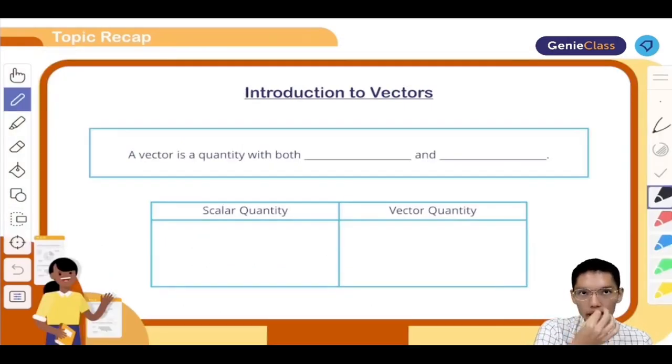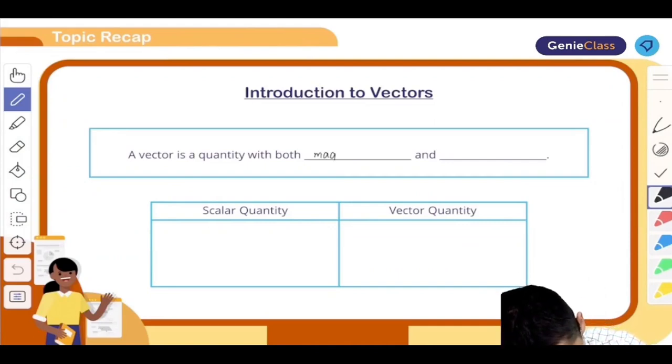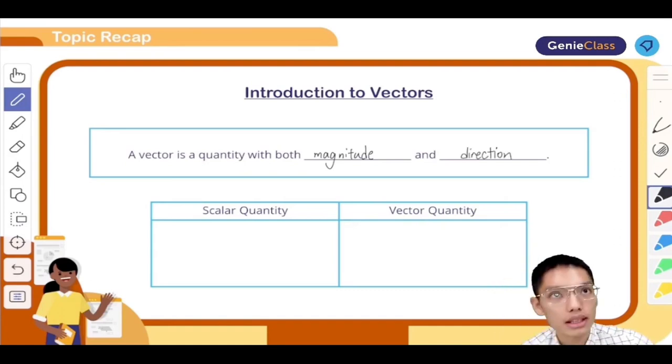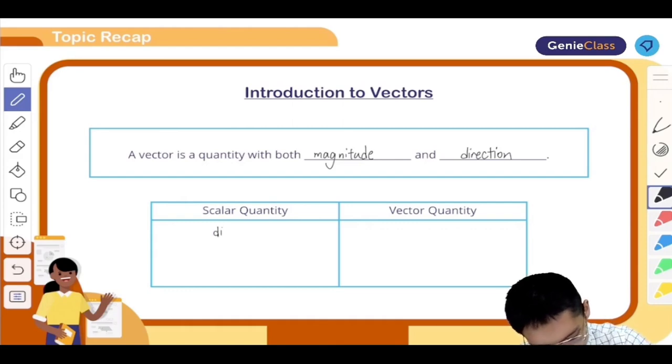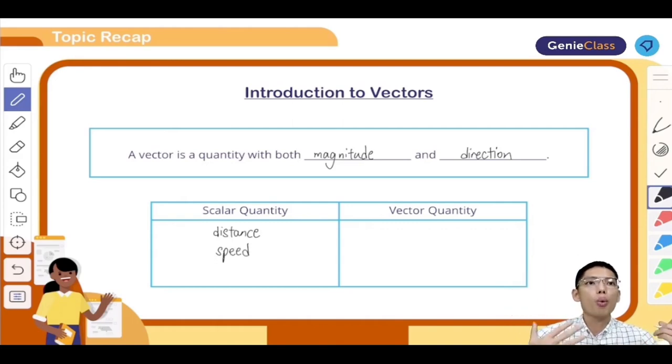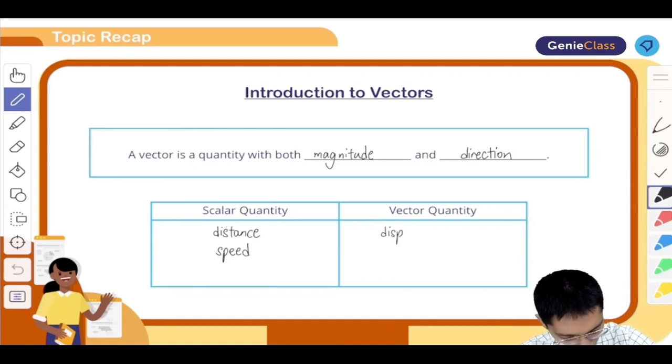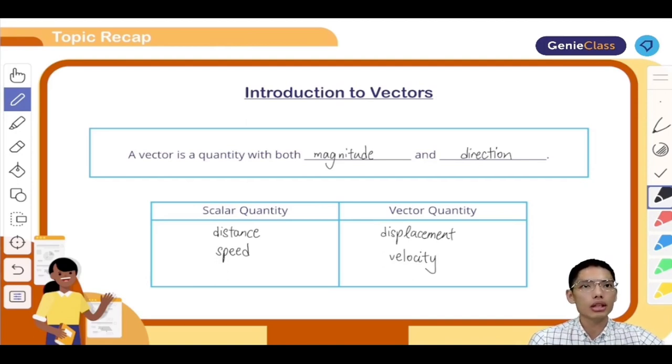Let's recap. What is a vector? Recall that a vector is a quantity with both magnitude and direction. So it's not just a number, but we need to know what the particular number is that we are talking about and which direction it is moving. When we talk about scalar quantities or vector quantities, some examples: distance is a scalar, speed as well, because we are talking about how far and how fast, but not where we are moving. That's where we talk about displacement and velocity, which are vector quantities.